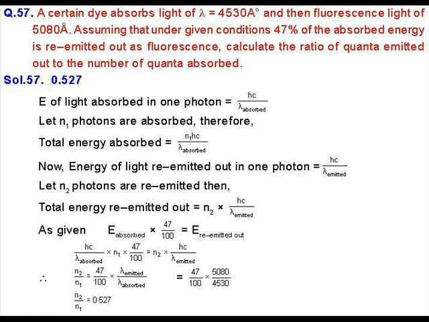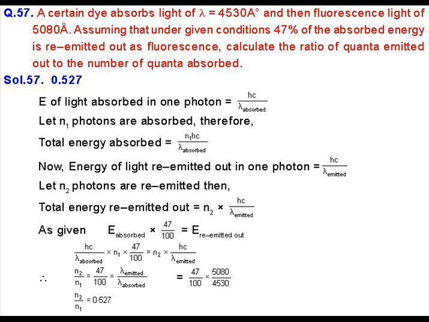Suppose the energy of light absorbed in one photon will be hc divided by lambda absorbed. So the total energy that is absorbed will be equal to the number of photons multiplied by the energy absorbed by one photon. So that will come out to be n1 hc by lambda absorbed. Now the energy of the light that is re-emitted in one photon will be hc by lambda emitted. So the total energy that is re-emitted will be equal to n2 into hc by lambda emitted.